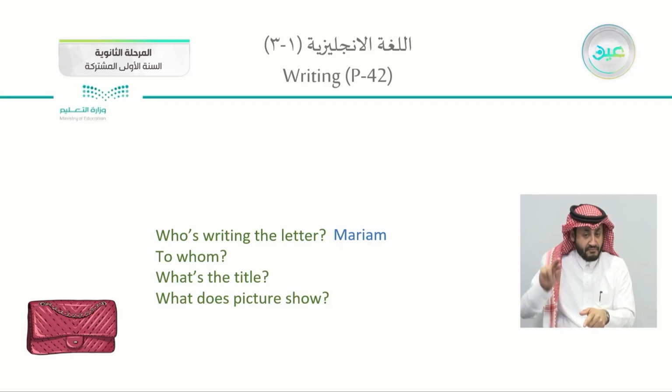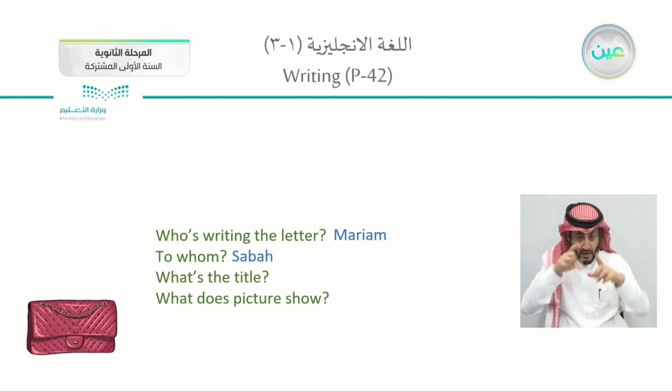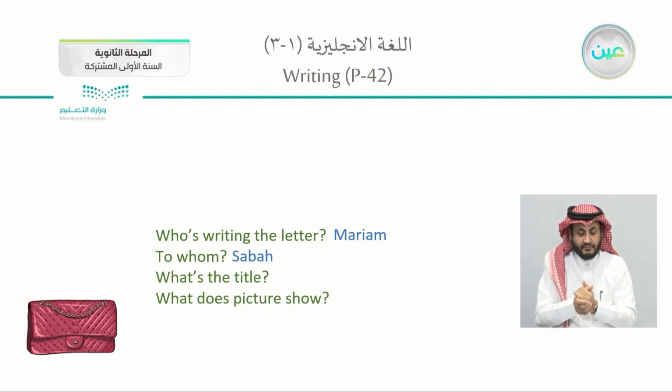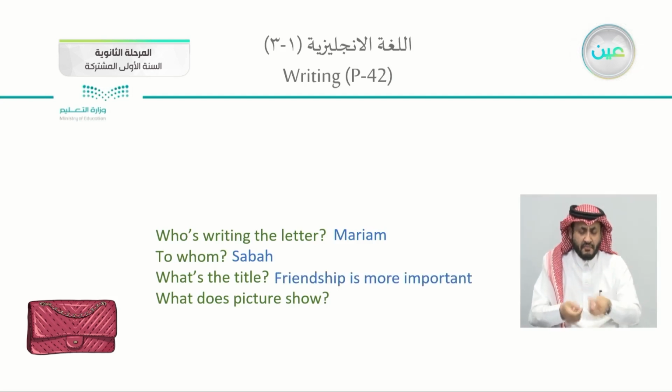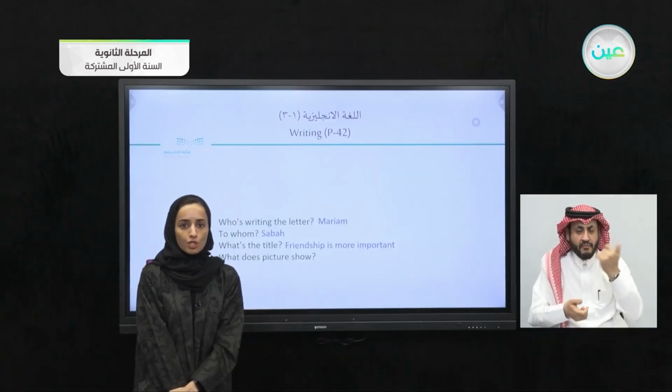And to whom was it sent? She said at the beginning, dear someone, so it is for that person. To Sabah. And what is the title? Usually the title is in bigger font on the top of the letter. The title is actually Friendship is More Important. And what does the picture show?